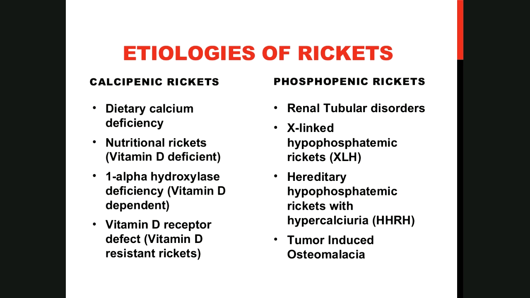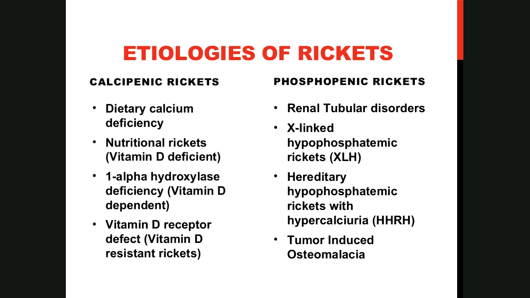So as discussed on the previous slide, rickets can be broken up into calcipenic or phosphopenic rickets. We mentioned that nutritional rickets or vitamin D deficient rickets is the most common cause of rickets. Much more rarely, you can have rickets even from just a dietary calcium deficiency, but there are also genetic conditions that can cause a calcipenic rickets picture.